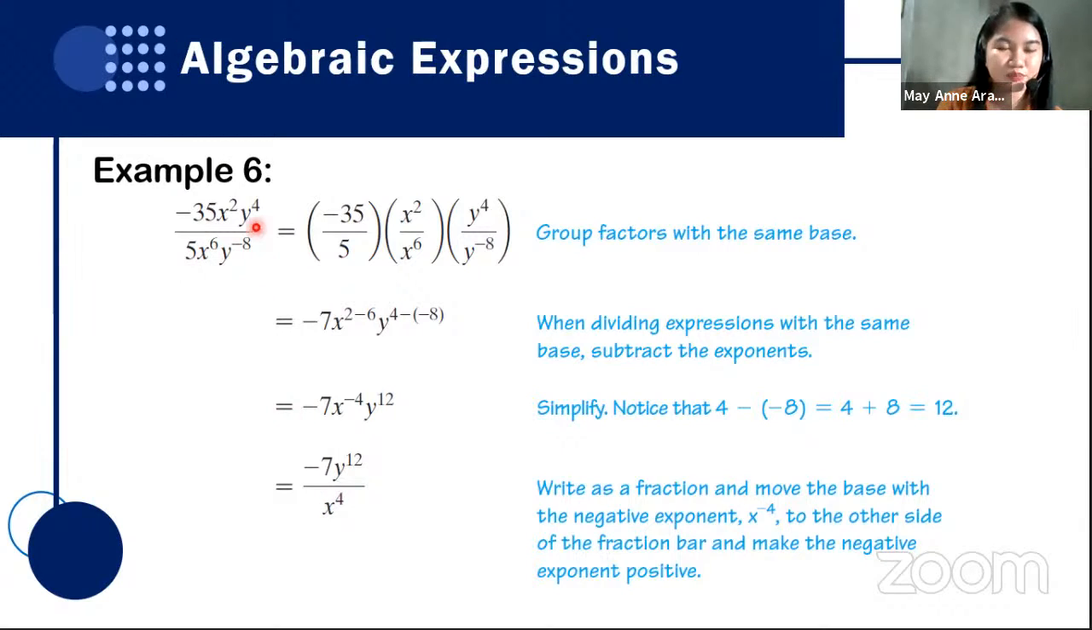For this, 4 minus negative 8. So that is 4 plus 8, so mangyayari na magiging positive na siya. So andun na siya sa taas. Basta pag positive, andun sa taas. Okay, this is the final answer. Negative 7y raised to 12, all over x raised to 4.